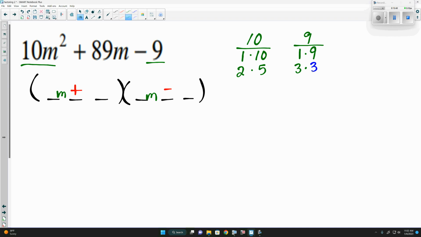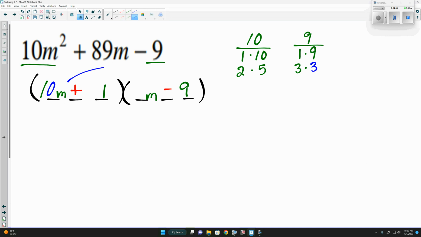Which factors of 10 do we want to try first? 1 and 10, because our number that we're going to get is pretty big, yes? I'm just going to put the 10 here. Now for 9, do we want to try 1 and 9 or 3 and 3? Where do we want to put the 1 and where do we want to put the 9? 1 with the 10.